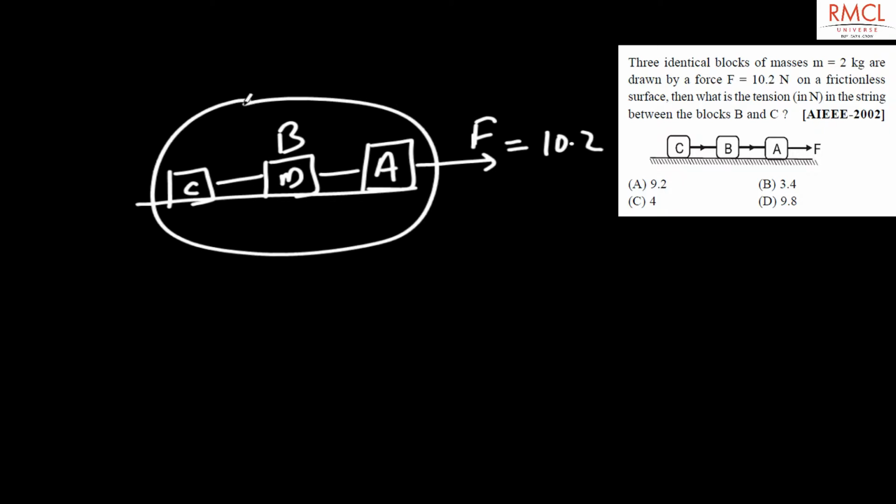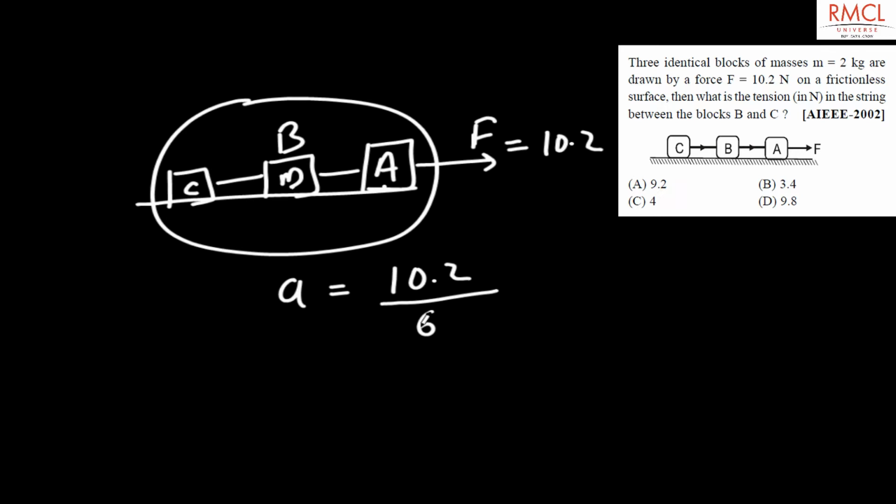Now if we consider all three blocks as a system, what is the net force on this system? That is 10.2. So the acceleration of this system would be equal to the force, 10.2, upon the total mass of the system. As the mass of one block is 2 kg, the mass of all three blocks would be 6 kg. So with this acceleration, all three blocks will be moving towards the right.